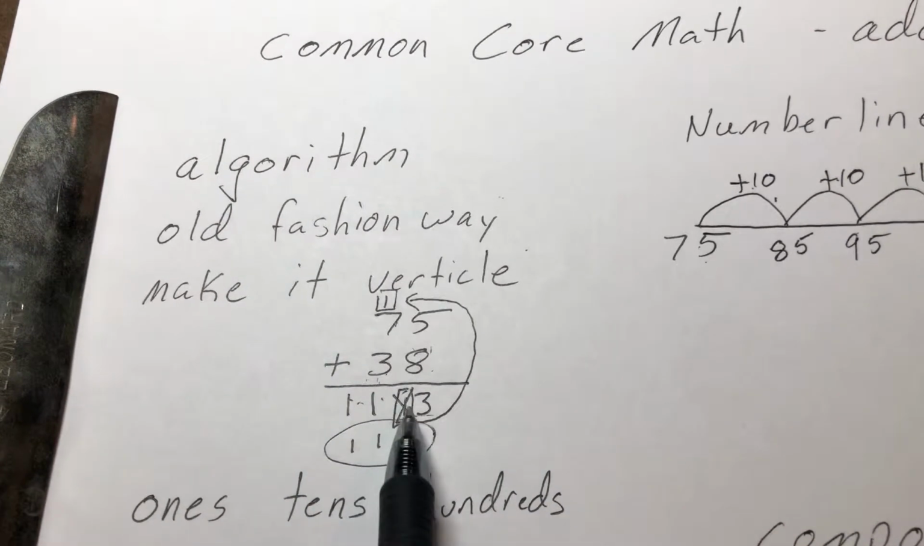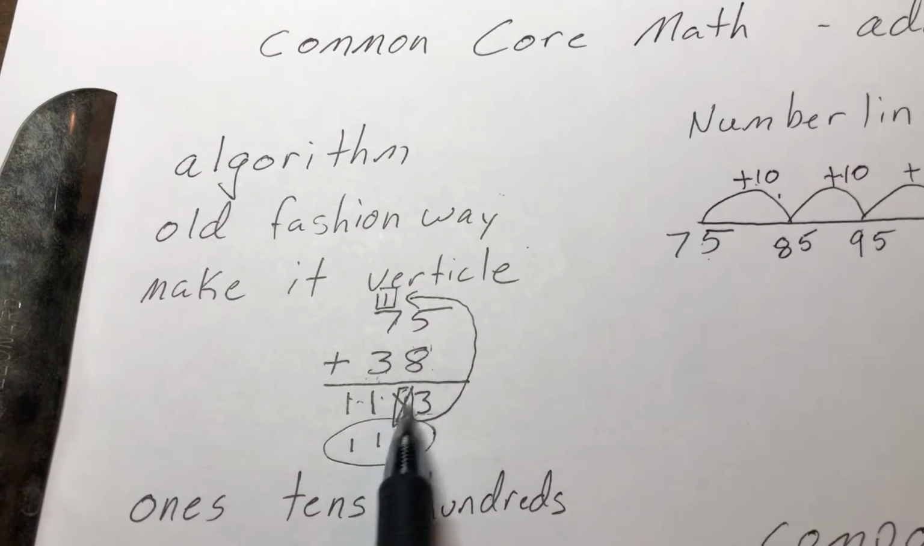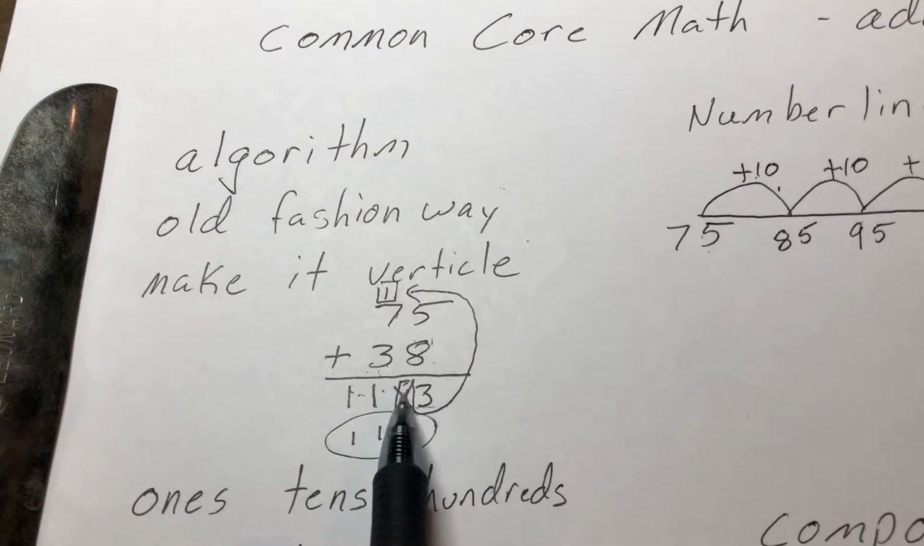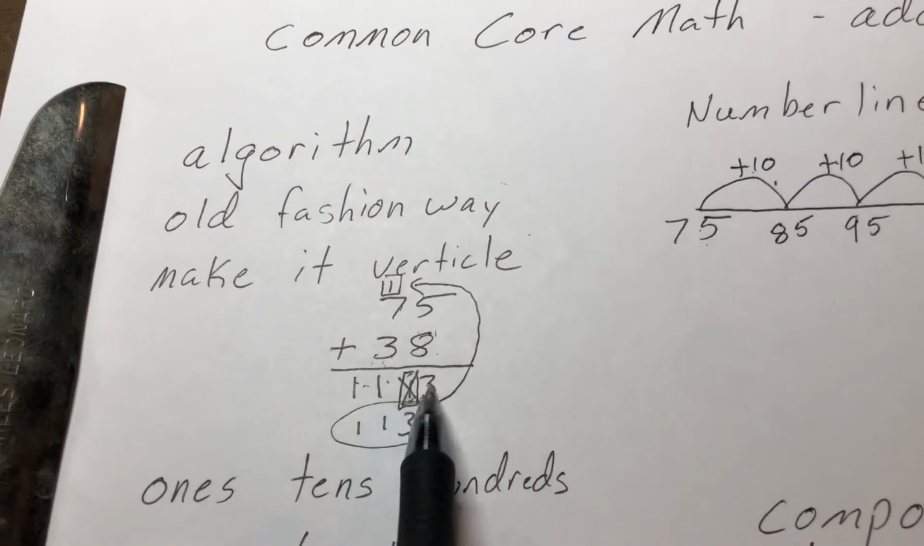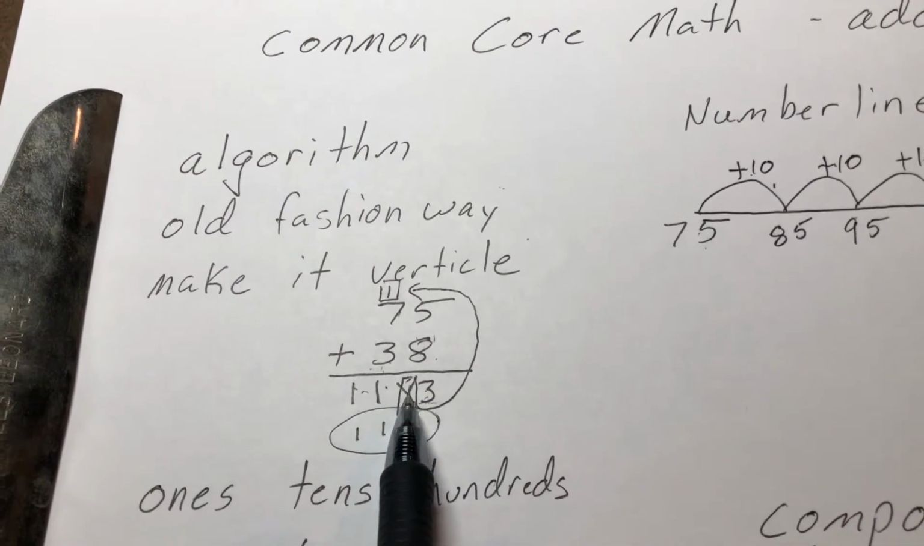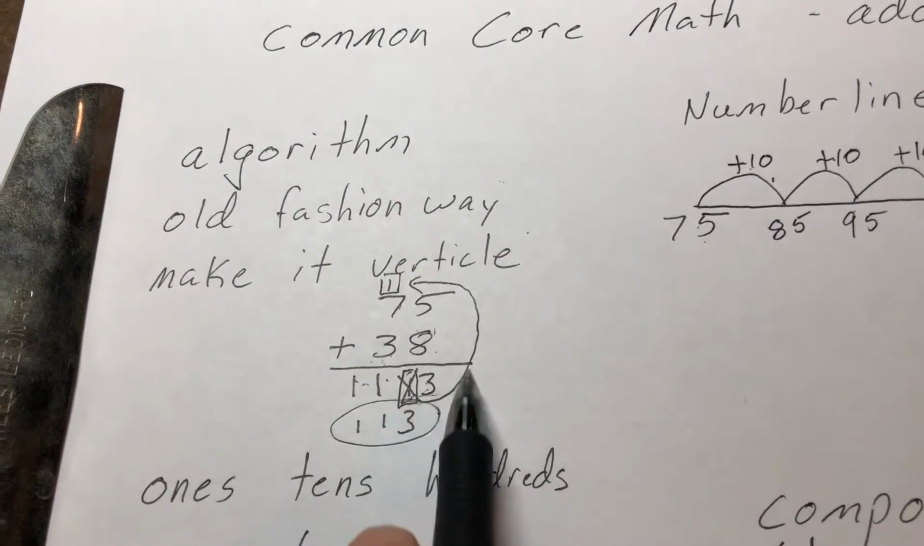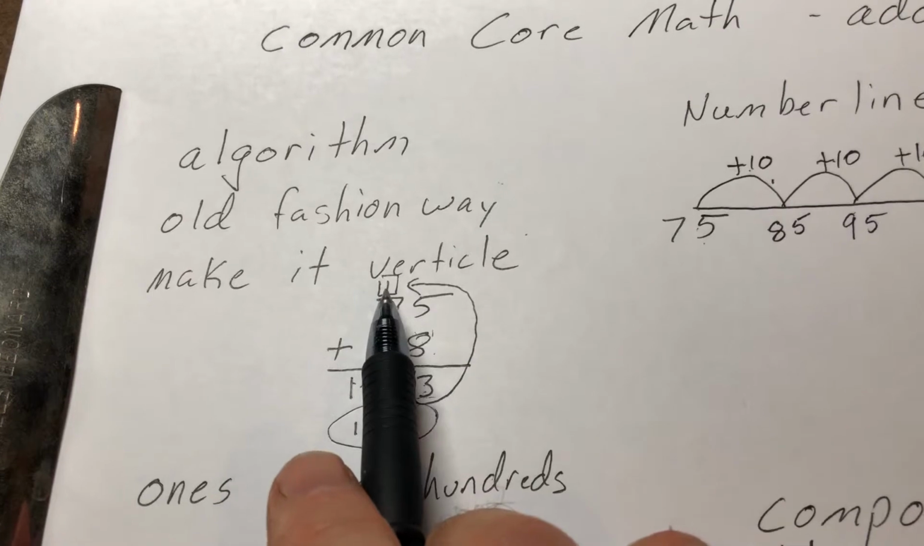The students are to write the 13 right here in the ones place, and then they need to understand, and this is after several lessons of this, that this is actually one set of 10 and 3 ones. The one set of 10 cannot live in the ones place, so we are going to put a box around it, and we're going to move it right up here to the tens place.